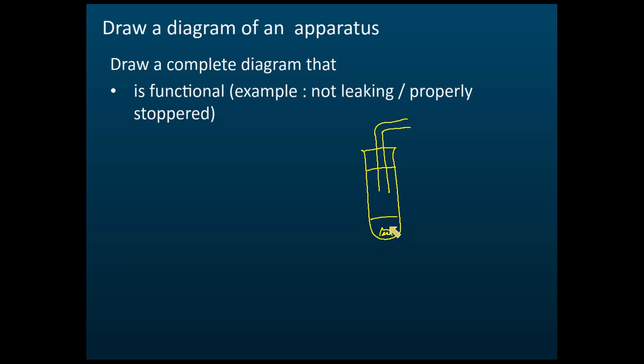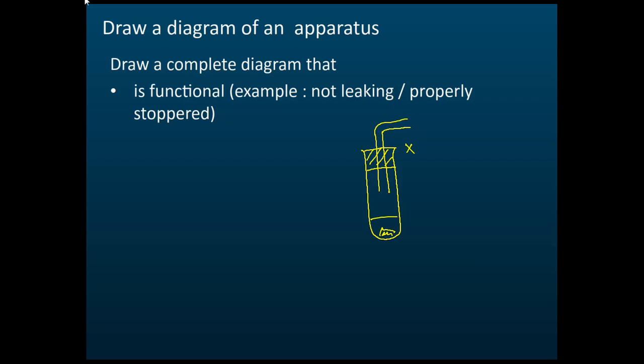So this is the reaction here, and it produces gas. Okay, and then the gas is directed to somewhere else by using the glass tube. Okay, this is the cork. Now, this is considered not functional. Why? Because the tube is blocked. The tube is blocked, so this is not functional.